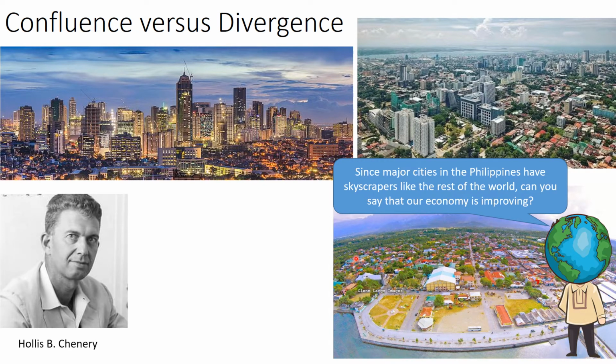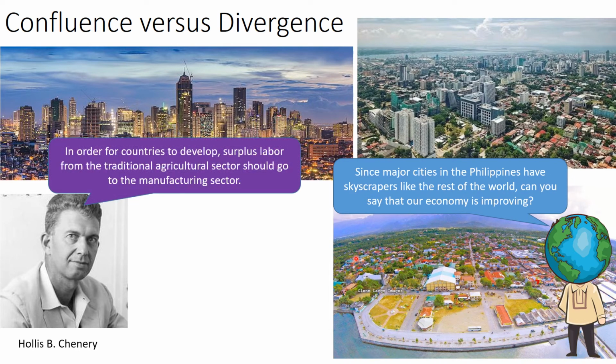Because according to this economist, in order for countries to develop, surplus labor from the traditional agricultural sector should go to the manufacturing sector. Kinahanglan ganun ta mag-industrialize. Kanika nung mga mag-uuma na to, dili tanan mag-farm. Kasagaran sa itong human resource, kinahanglan padung dito sa factories, padung dito sa mga mass-produced na mga job opportunities. Kaya kung dili ko na may tabo, dili ko na mulampo ang nasod.